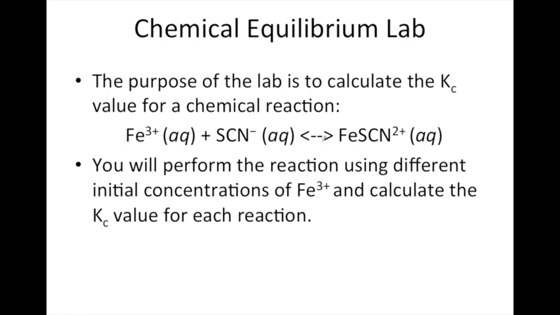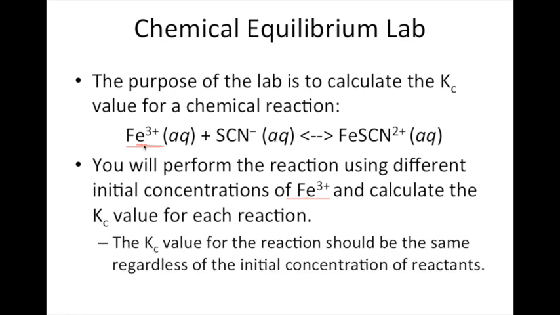So we will perform this reaction using different initial concentrations of the iron 3. So we'll perform this reaction several times. Each time we perform the reaction, we'll start out with a different concentration of iron 3, and we'll calculate the Kc value for each reaction. We would expect that each reaction should have the same Kc value. Because again, it doesn't matter what initial concentration we start with, the ratio once we reach equilibrium should be the same.